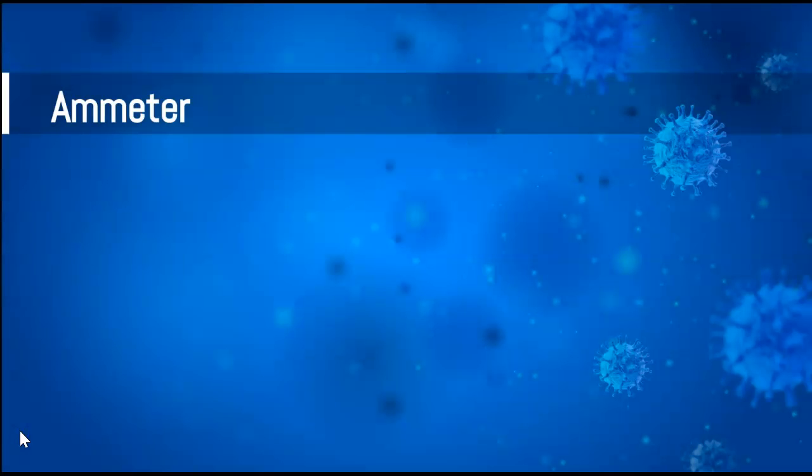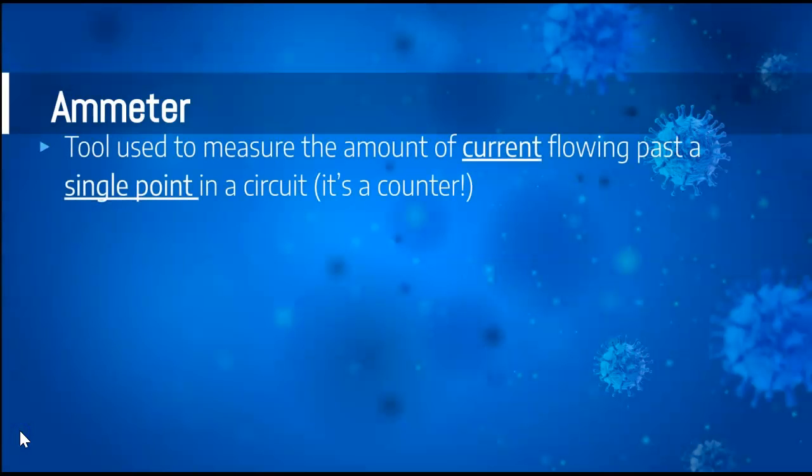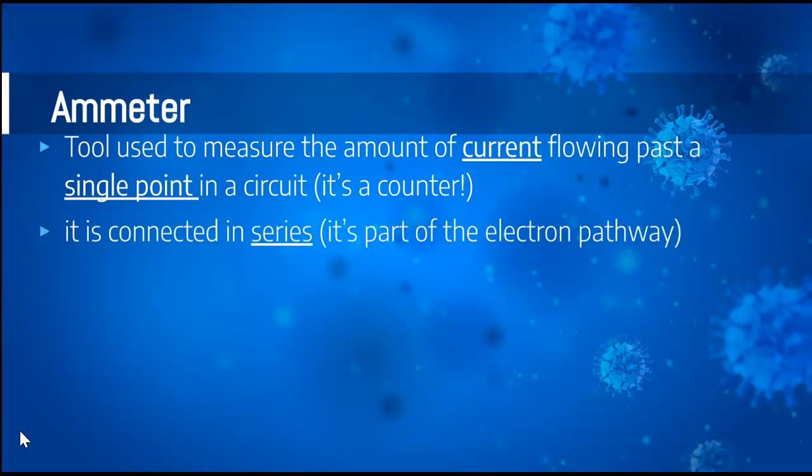Now, what do we measure current with? Well, we measure it using a tool that is called an ammeter. And what that does is it measures the amount of current flowing past a single point in a circuit. It is basically going to act as a counter. Now, it is going to be connected in series with the circuit, which means it has to be part of the electron pathway. Electrons actually have to pass through the ammeter in order for it to be able to count it.